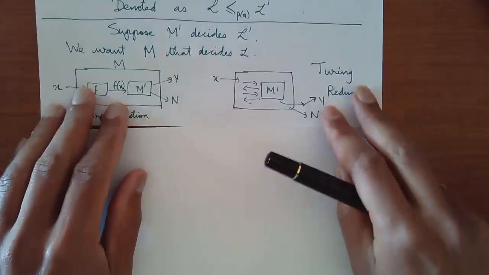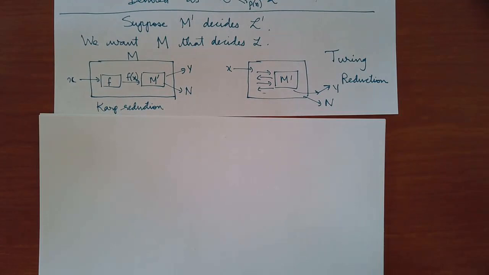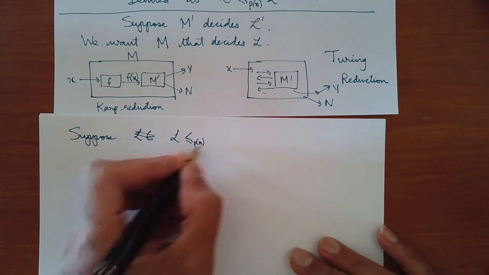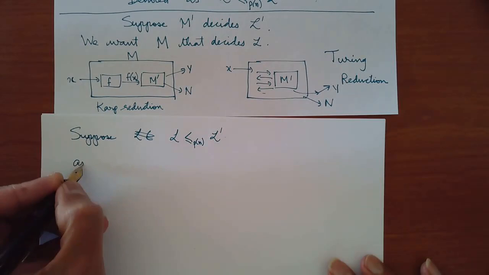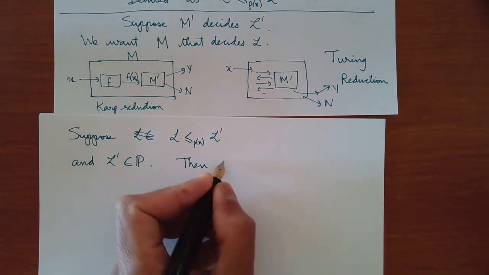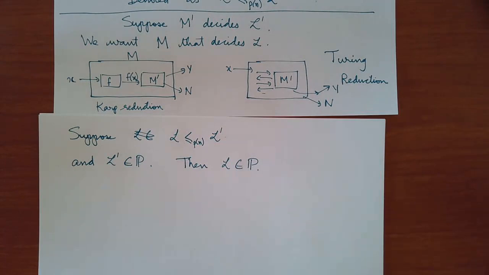Let's look at a quick comment. Suppose L reduces in polynomial time to L prime, and L prime is in P. So if L prime can be decided efficiently, then L is also in P. Let me just sketch the argument out.